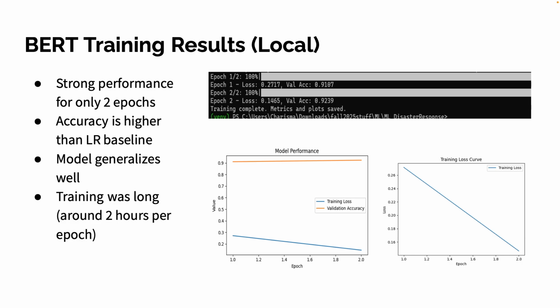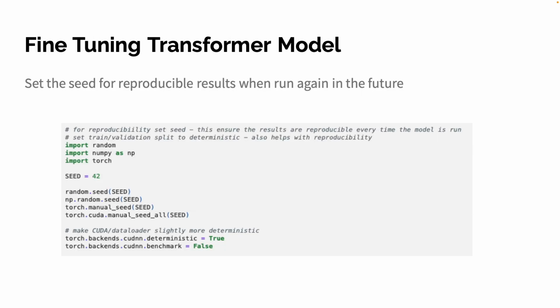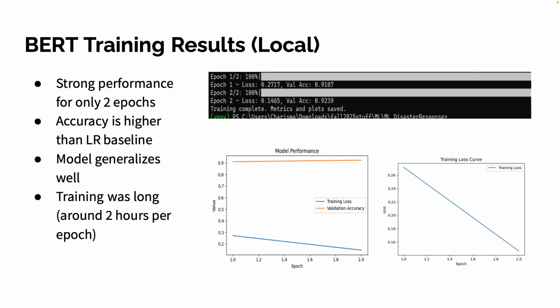Here are the results for the local run. It had a really strong performance for only 2 epochs. The accuracy is higher than the LR baseline. It generalizes well, and the only issue was that the training was extremely long. It was around 2 hours per epoch, so about 4 hours. I had a moment where I thought it wasn't working just because of how long it was taking. There are also some charts that were generated.